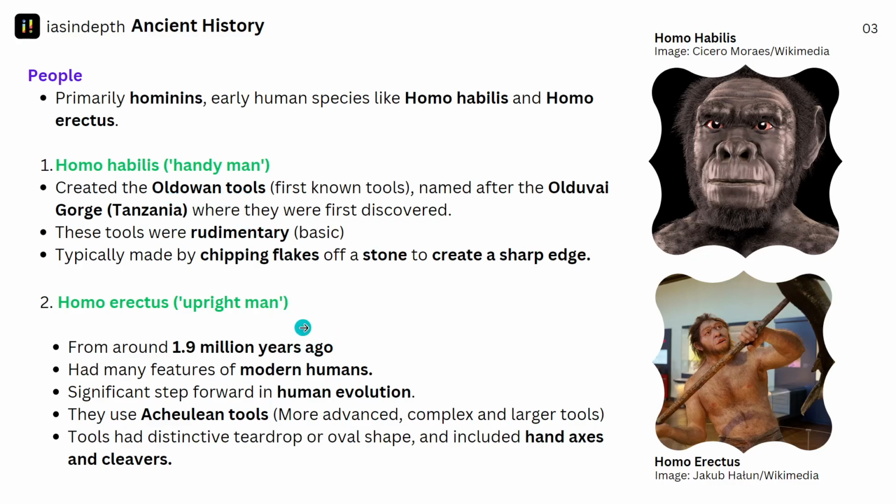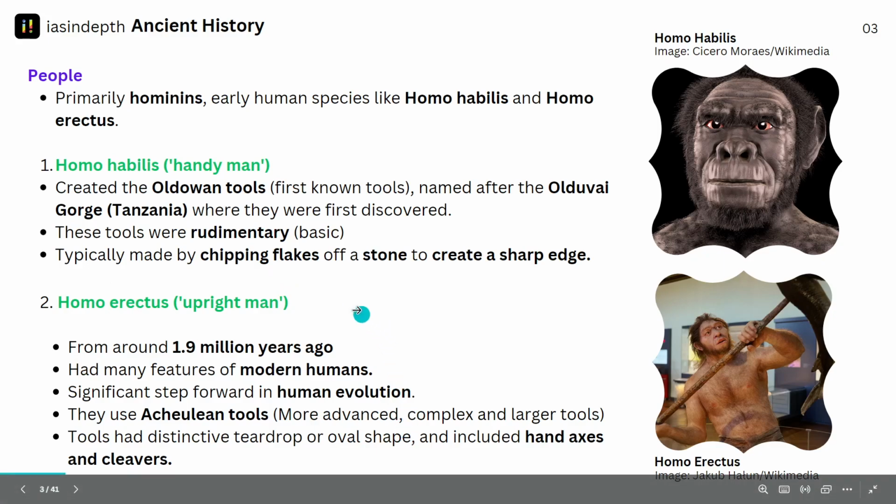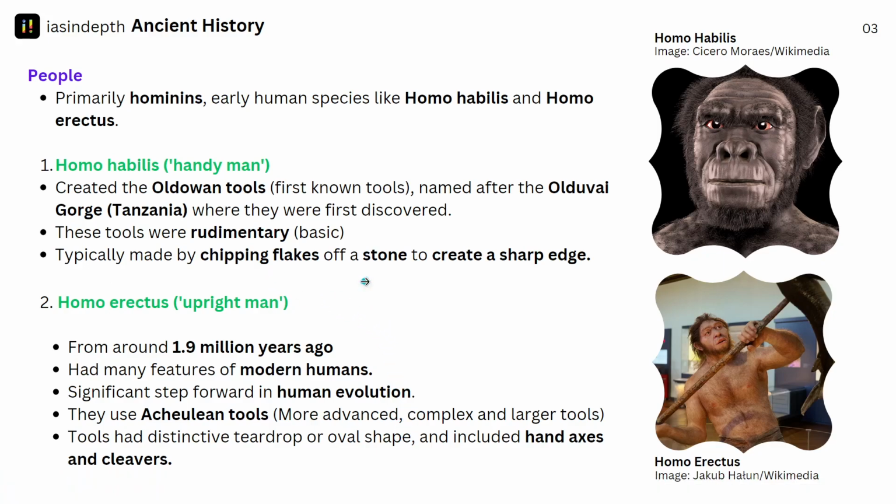The characteristic of Oldowan tools is that these are rudimentary tools, or you can also call them basic tools, basic in form and basic in function as well, because they made them from stones by chipping flakes off a big stone or a small stone. They chip the flakes off and then create a sharp edge to attack small prey like fishes, etc. So these tools were basic in nature, and they used them to hunt small prey, not large game. They did not use them to hunt large animals.